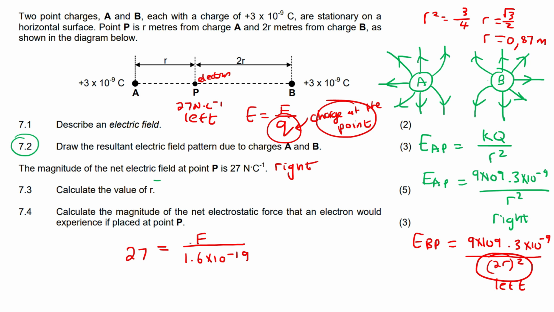Now, if you had to go and calculate the force, you would simply take this part and multiply it up. And you should end up with a force of 4.32 times 10 to the negative 18 newtons. We don't need to give any direction because they said calculate the magnitude.